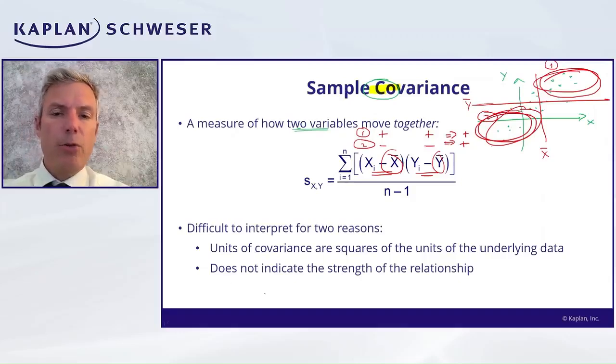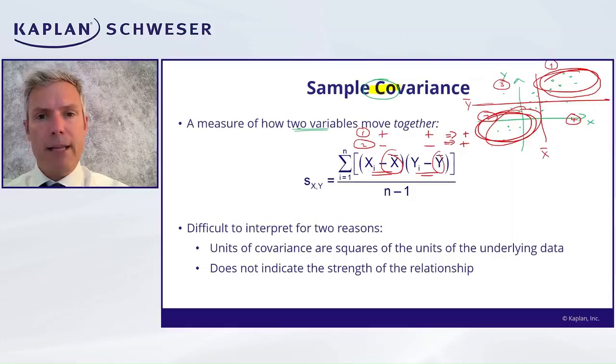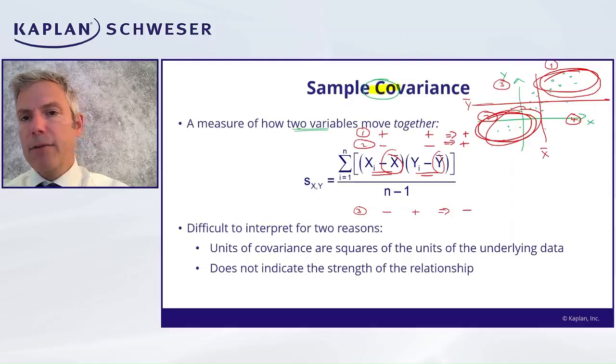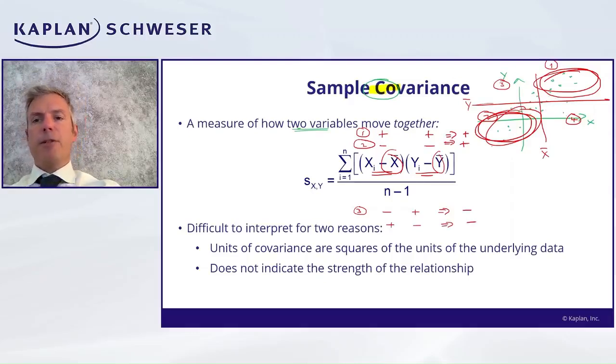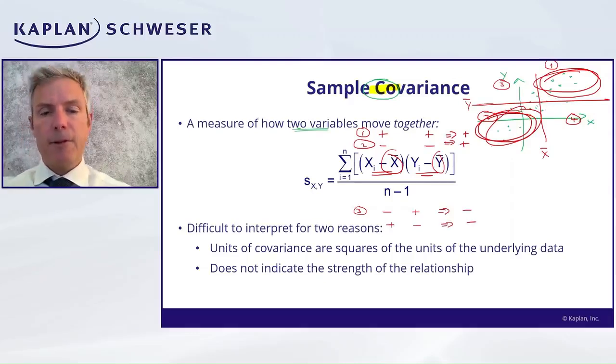If we see too many observations in quadrants 3 and 4, where in quadrant 3 x is below its mean and y is above it, that would give a negative when you multiply them together. And quadrant 4 here, we've got x above its mean but y is below it, and that will give a negative. If there are lots of observations in these quadrants, then actually you'll get a negative covariance.